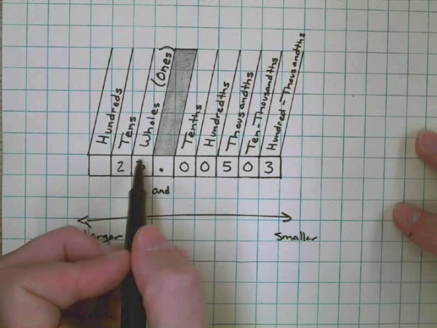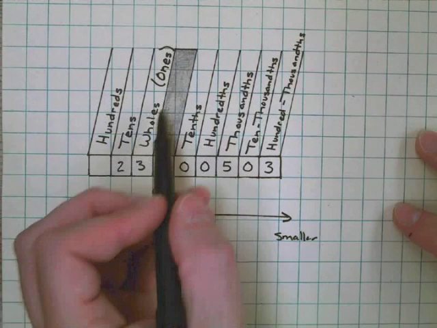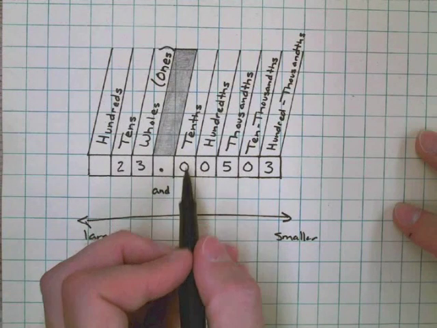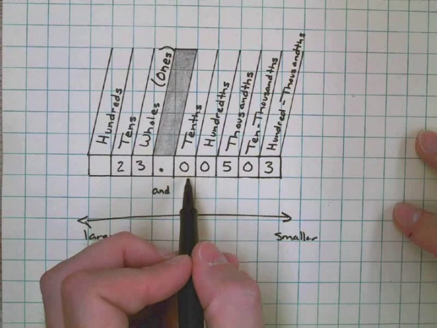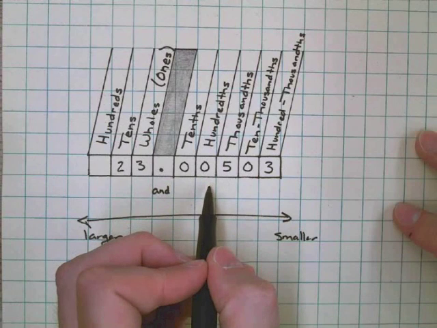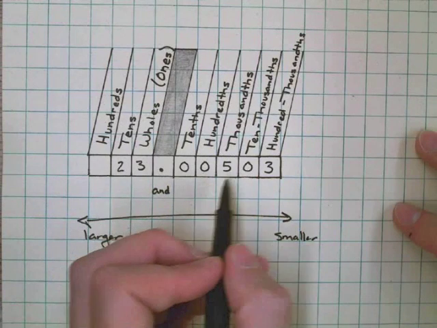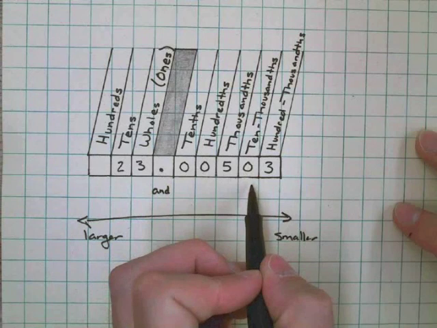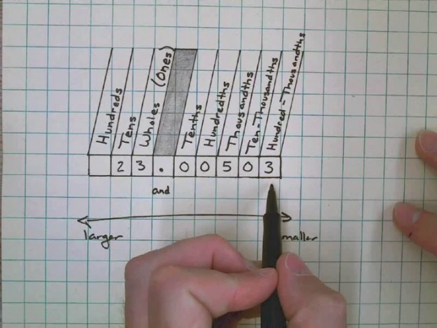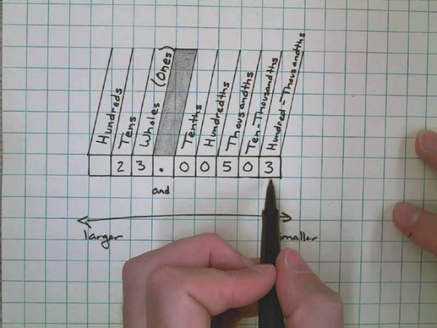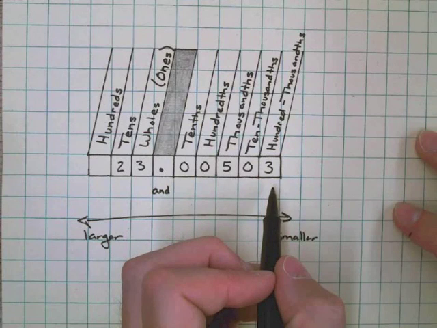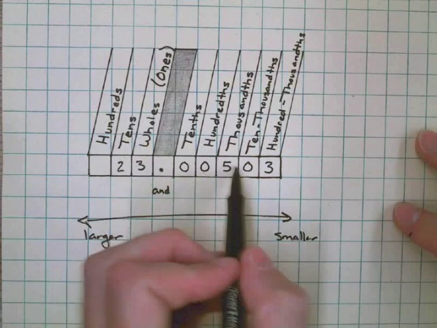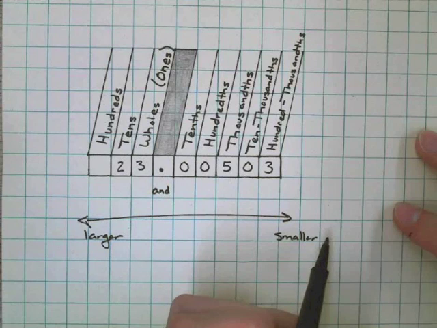So here we have a whole. Here we have our wholes, sometimes referred to as the ones place. Tenths means that we have a whole that's been broken up into 10 pieces. And this is how many of those 10 pieces we have. Hundredths, we're breaking a whole into hundreds of pieces. Thousandths, breaking a whole into 1,000 pieces. Breaking a whole into 10,000 pieces. Breaking a whole into 100,000 pieces. And this is how many of those very tiny pieces we have. And that's what decimals are telling us, how many pieces of a whole that we have.